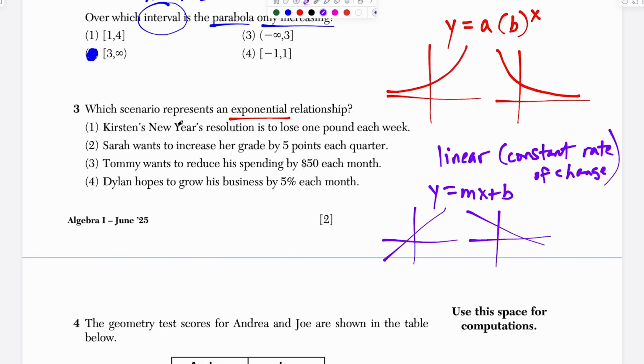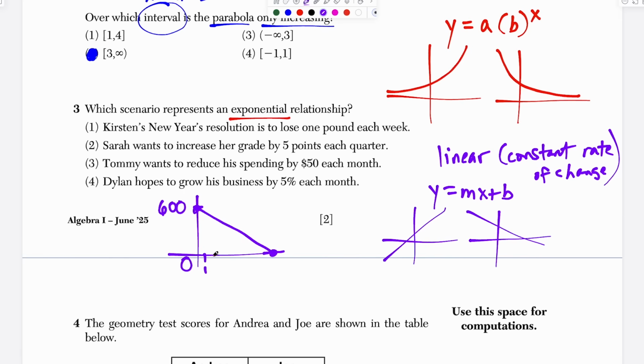So here, let's say choice 1. We have Kirsten's New Year's resolution is to lose 1 pound each week. Well, let's say I just draw this out on a graph. I'll make Kirsten a grizzly bear. So she's 600 pounds and she wants to lose 1 pound each week. Now the graph only makes sense to go, well, even here is unrealistic. I mean, 0 pounds is just kind of insane. But whatever, we'll just put this here anyway.